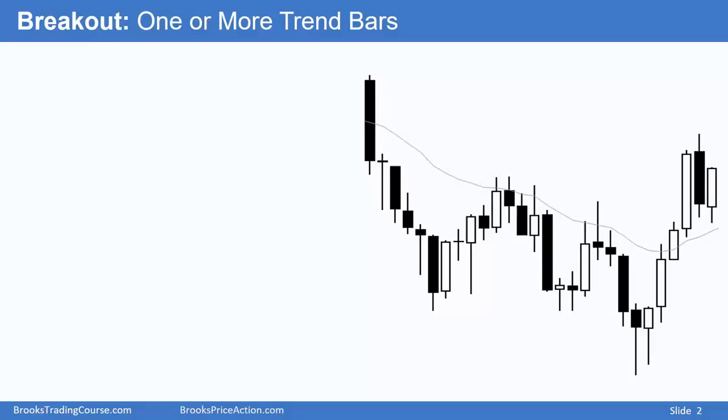A breakout is simply a trend bar, or a series of trend bars. So every trend bar that you see on the chart is a breakout, and sometimes you get a series of trend bars and they form a breakout. Bear breakout there, bull breakout here. It can be one bar, and it can grow into several bars.